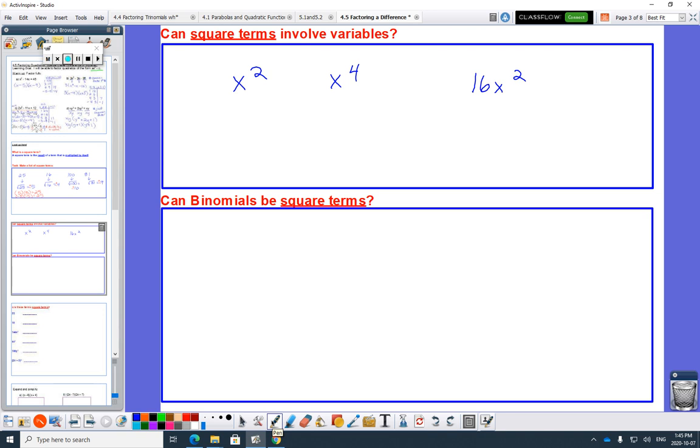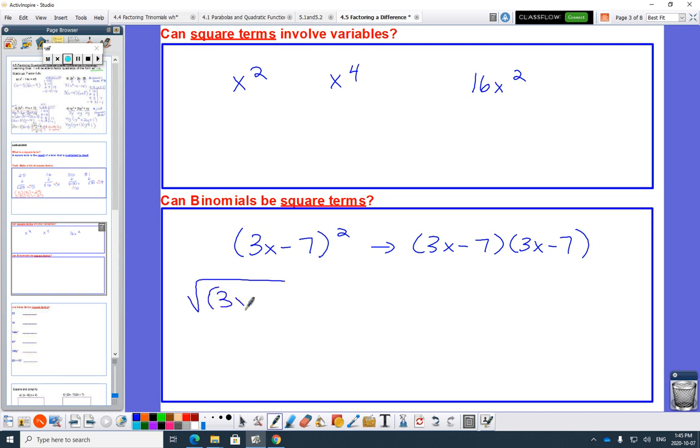You could also, when you have, let's say something like this, right? So what we've been doing, you've been foiling this so far, so we write it out like this. That's what that is. But let's say I want to square root this. So this would be like if we were going to FOIL.